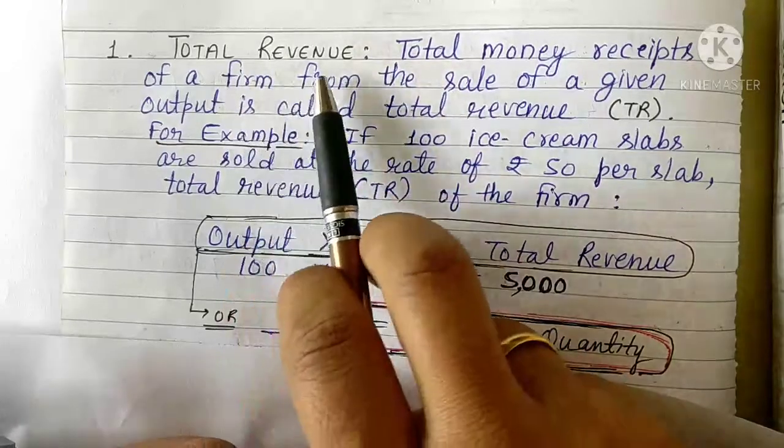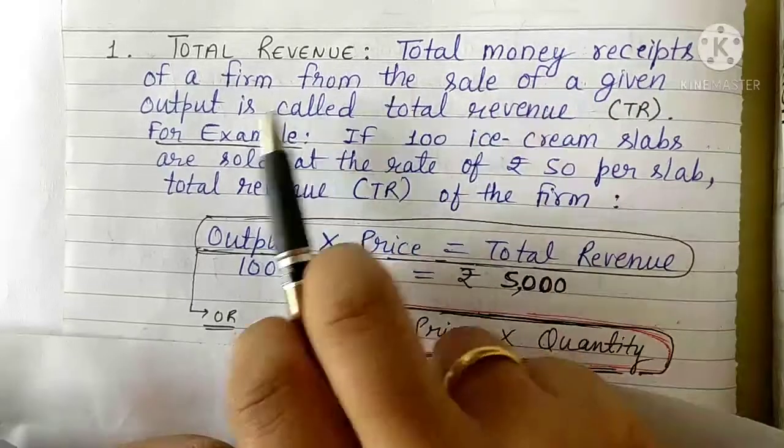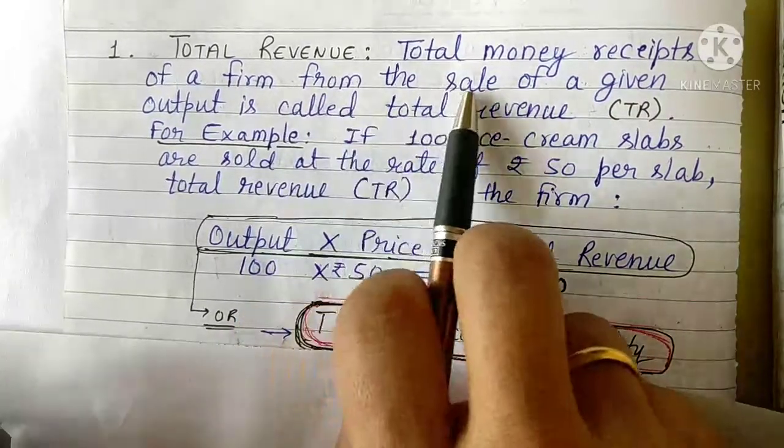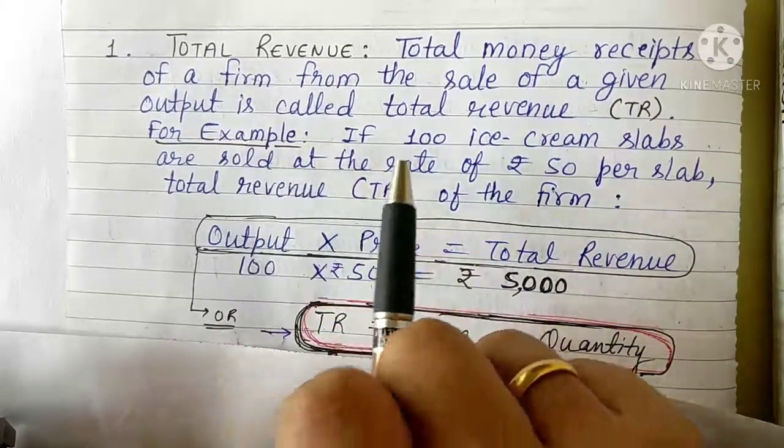It means the total of all revenue which we are getting after selling all our quantities. So we can say total money receipts of a firm. How much money is received in total from the sale of a given output is called our total revenue.